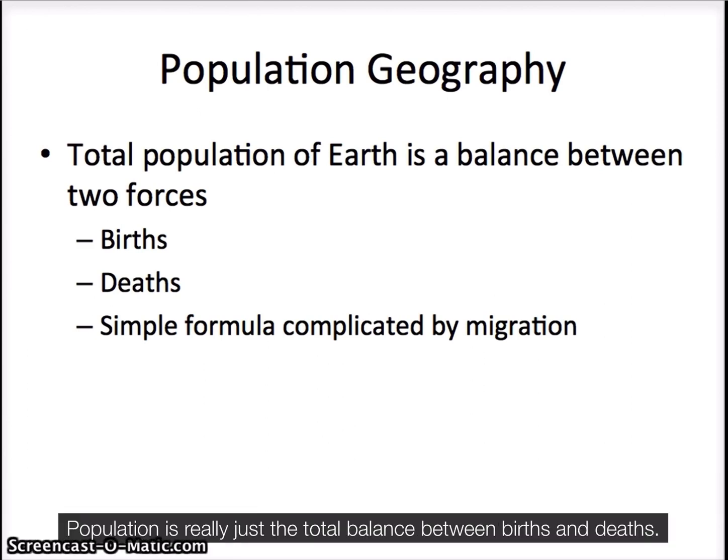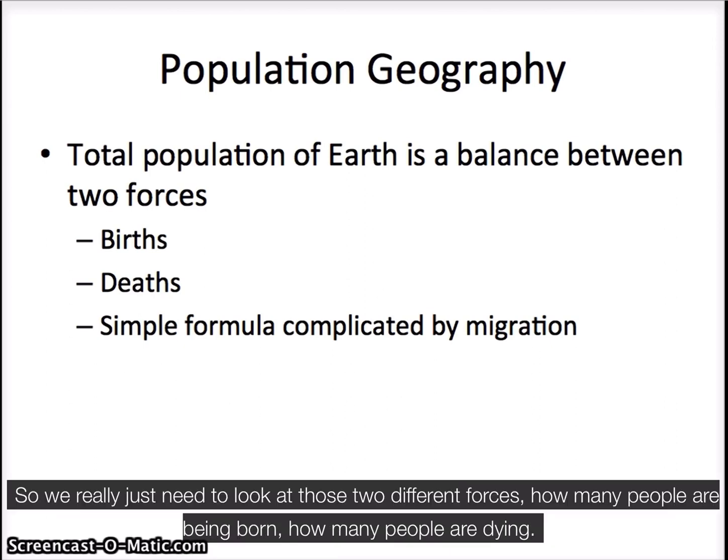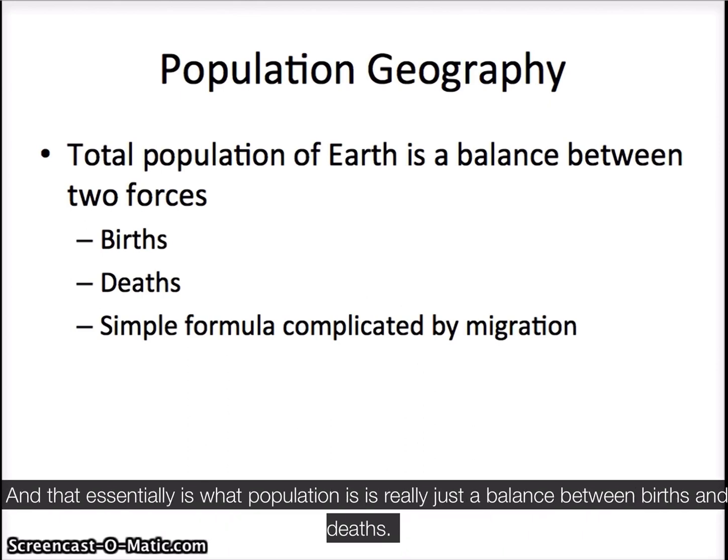Population is really just the total balance between births and deaths. So we really just need to look at those two different forces: how many people are being born, how many people are dying. And that essentially is what population is. It's really just a balance between births and deaths.